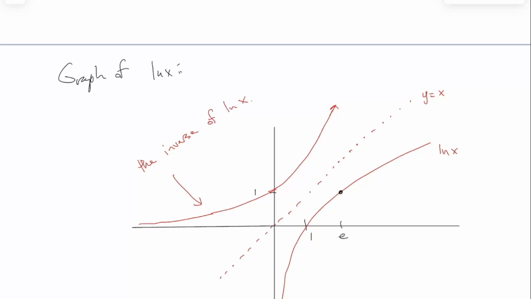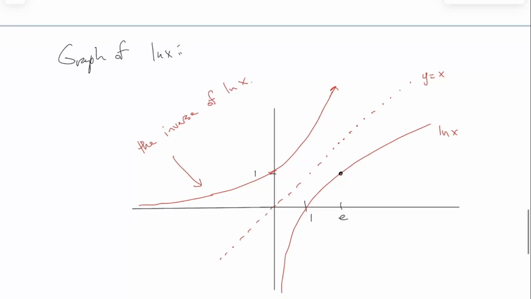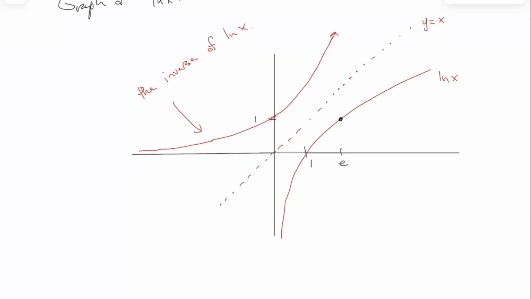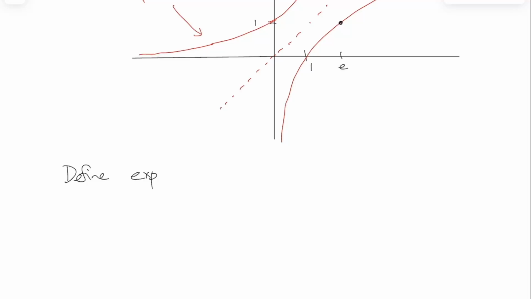Now, anybody paying attention will notice, doesn't that look kind of like the graph of e to the x? Yes, it does. The inverse of ln of x. And just temporarily, I'm going to give that inverse function a name. So let's define, I'm going to call it exp of x, to be the inverse of ln x.